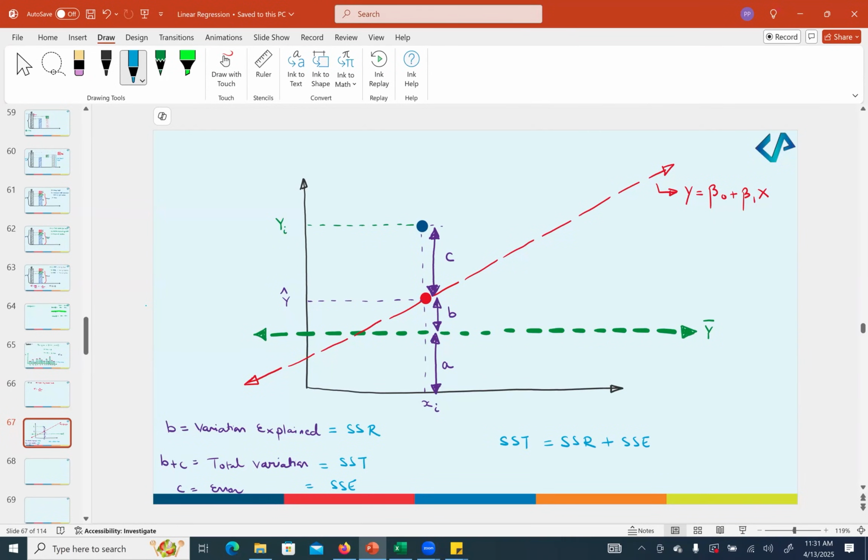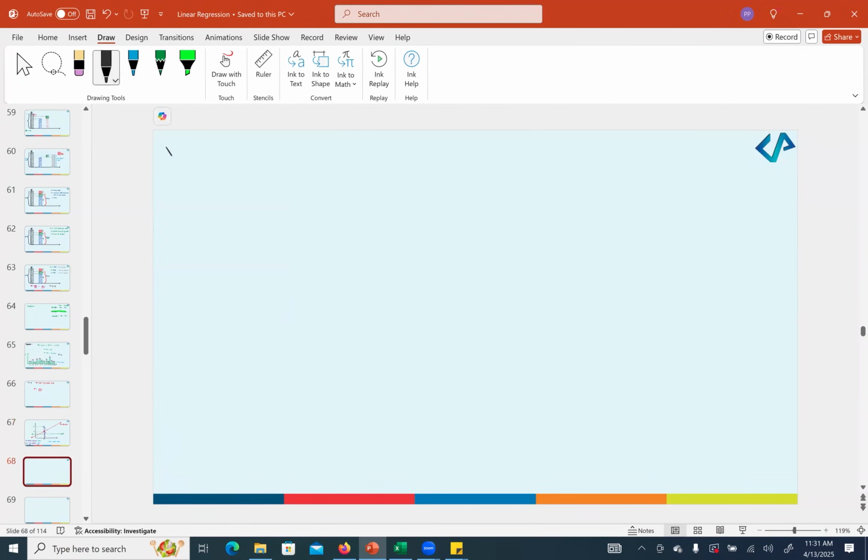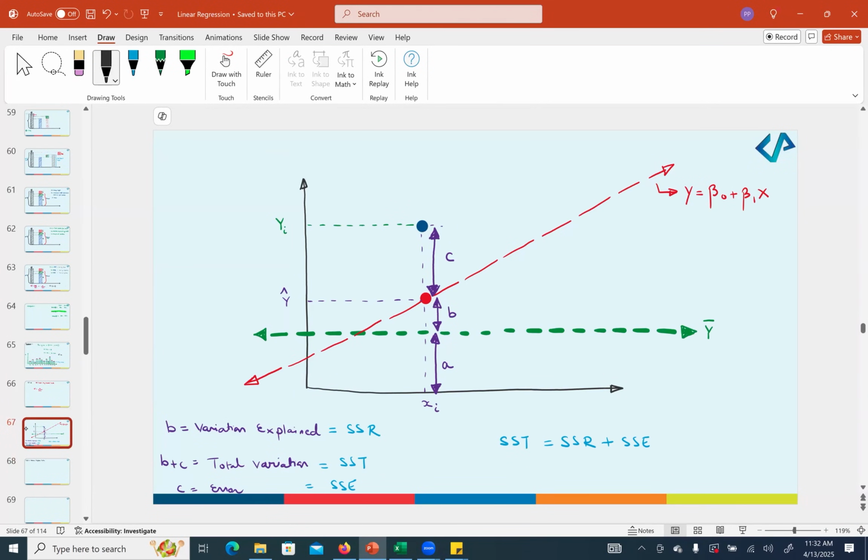Then I think the last topic for today will be VIF. Let's see what VIF is. But before we discuss VIF, which is nothing but variance inflation factor, can you please go back to the previous screen once? Sure. Yeah, thank you.